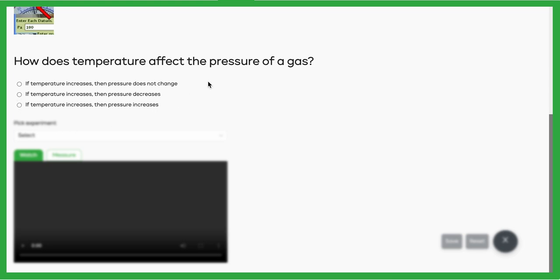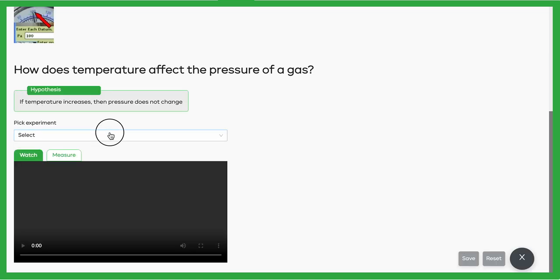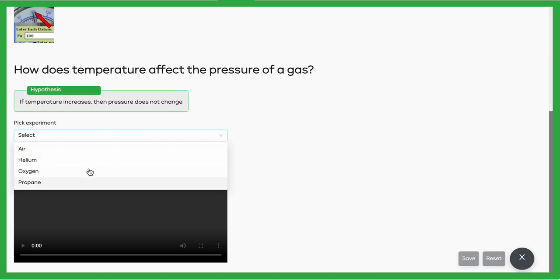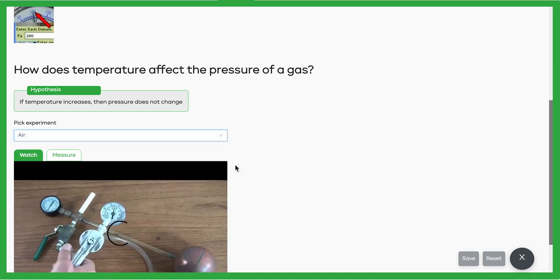And considering that question, how does temperature affect the pressure of a gas? First, we're going to pick a hypothesis we'd like to test. Now, if you're in advanced class, you may have to write your own hypothesis. Once you've done that, you can go ahead and pick one of 4 different substances to test. I'm going to start with air.